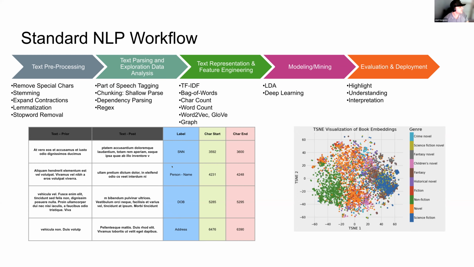Another way to represent this data other than the table is to represent it as vectors. In this case, we see t-SNE, an algorithm that takes words and maps them into a multidimensional space. Here they are projected to a two-dimensional space, and you can see that science fiction tends to fall in this location here. Anything that relates to crime novels tends to fall in this area.